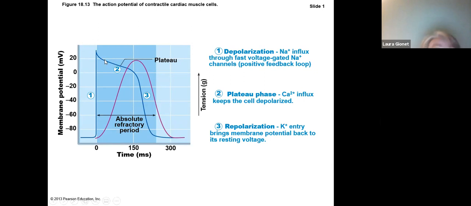Well, here we also have a calcium gate. So what happens is we want the voltage across the membrane to plateau and level off. It doesn't exactly level off strictly horizontal, but we don't repolarize as quickly as we do in skeletal muscle.